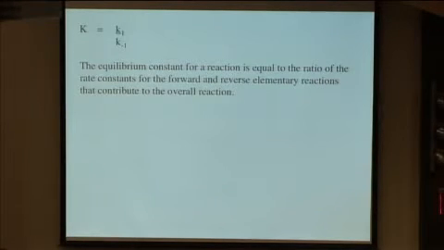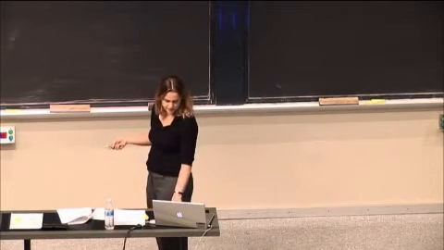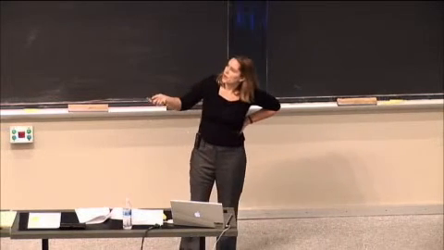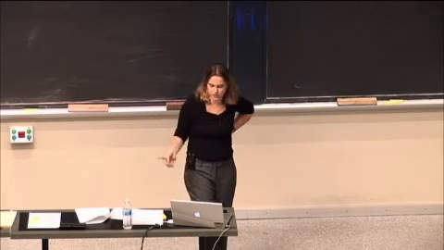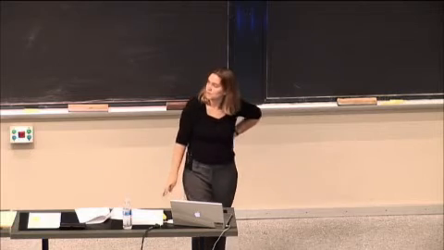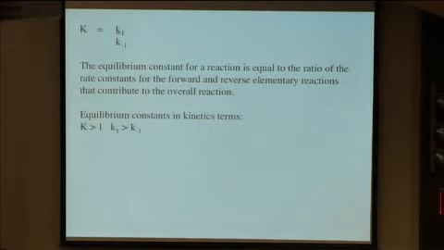So now let's think about what is true about this. So our equilibrium constant then is the ratio of the forward rate over the reverse rate for these elementary reactions. And if we think about rate constants in kinetic terms, if K is greater than 1, if there are more products than reactants at equilibrium, what's true about K1 and K minus 1? Is K1 greater than or less than K minus 1? Right. So the forward rate constant is greater than the reverse rate constant.